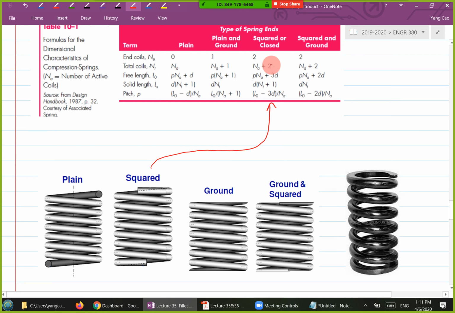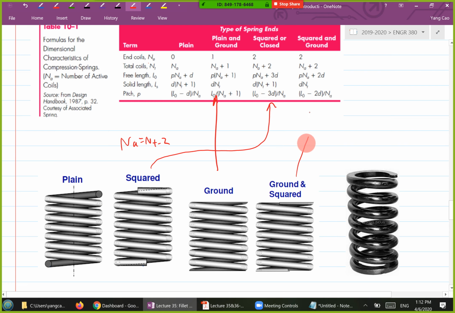And if you look at the relationship between NT and NA, you have NA equal to NT minus 2. So if I have a squared end, then I can calculate NA based on these formulas. So ground, that will be this one here. From the plane, you just sand it flat on the top, and that becomes the ground end here.